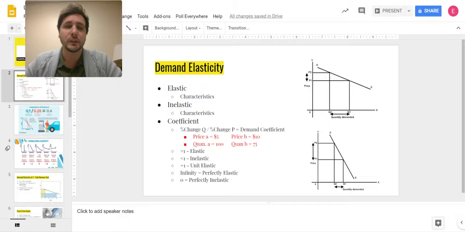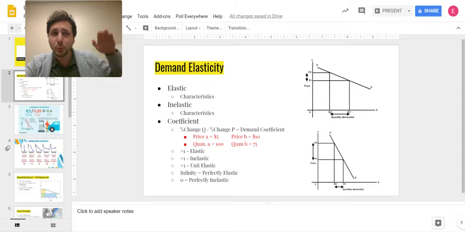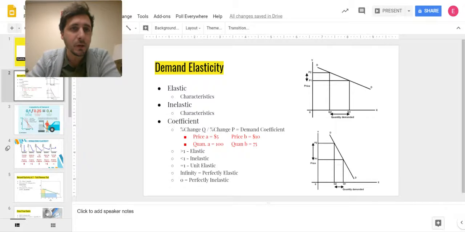So what are the characteristics of these? Characteristics of something that is highly elastic means that there are a ton of substitutes, right? I can get this, or I could get something else, or something else. So when the price rises for one good, I just say, you know what, I'm not paying that higher price. I'll just go over here to something else, right?